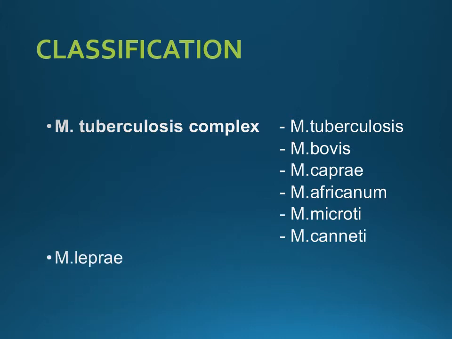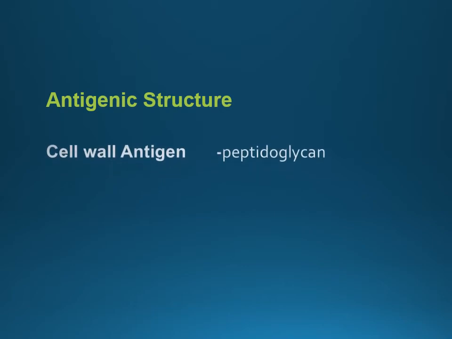Then another Mycobacterium, Mycobacterium leprae, causes leprosy. And there are certain non-tuberculous mycobacteria. When these bacteria are stained, they also have a mycobacterium-like appearance, but they do not cause tuberculosis. Then the antigenic structure, the cell wall antigen, that is the peptidoglycan.